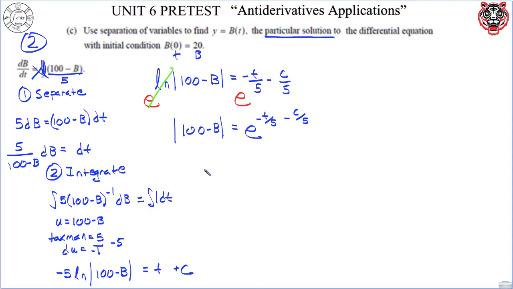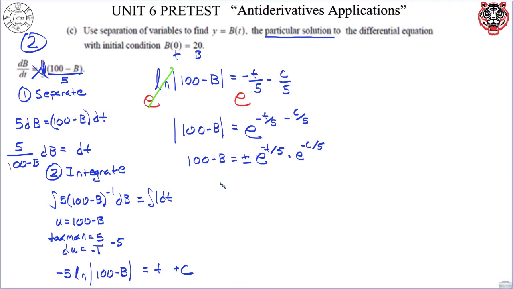Now I need to get rid of that absolute value, so it's going to be 100 minus b is equal to, and I'm going to do plus or minus, because that's how I got rid of the absolute value, and I'm going to rewrite this as e to the power of negative t over 5, and very similar to number 1, I'm going to say times e to the power of negative c over 5. And you might be thinking, well, don't rules of exponents say that you can do this dividing? And you can, but that's not going to be helpful because we want to get everything unknown in one term, so we have to keep this as a separate part.